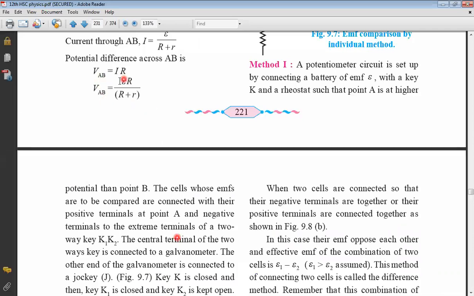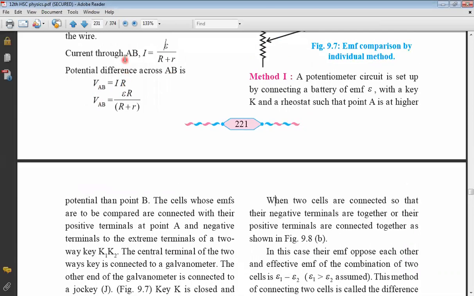Potential difference across wire AB. Now, when I'm talking of potential difference, I should consider only external resistance. On the other hand, when I'm talking of EMF, I should consider external plus internal resistance. So PD across AB, potential difference across AB, is V equal to IR, capital R, only the external resistance of the wire. So VAB equal to, instead of I I will write epsilon upon capital R plus small r, into capital R. This is the expression for potential difference across total wire AB.